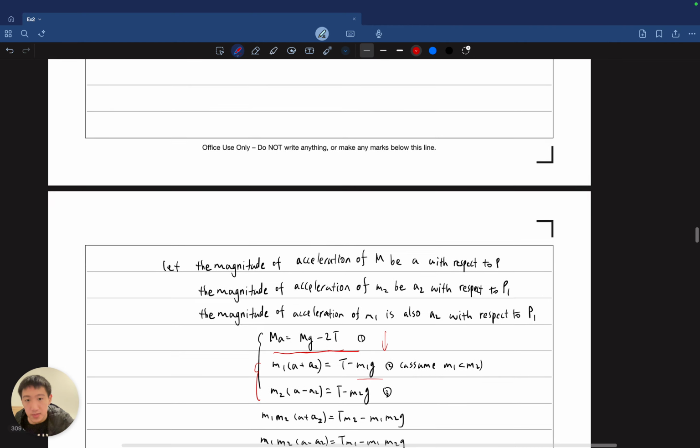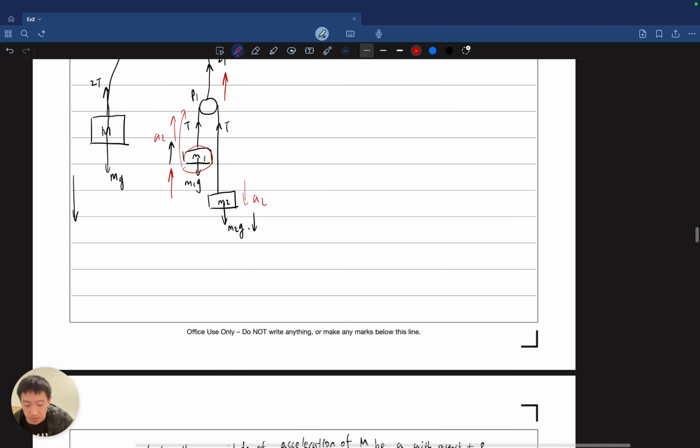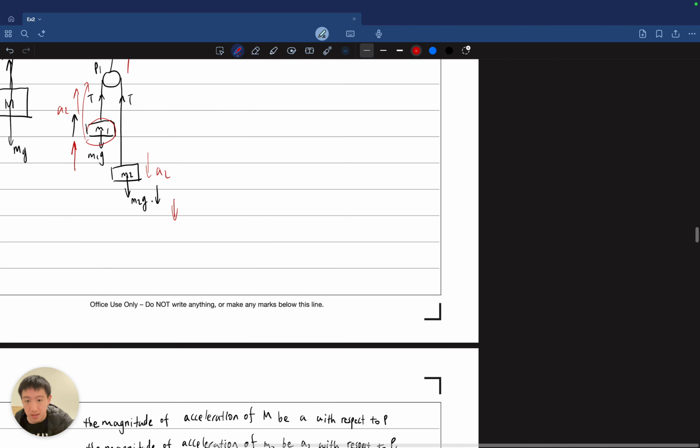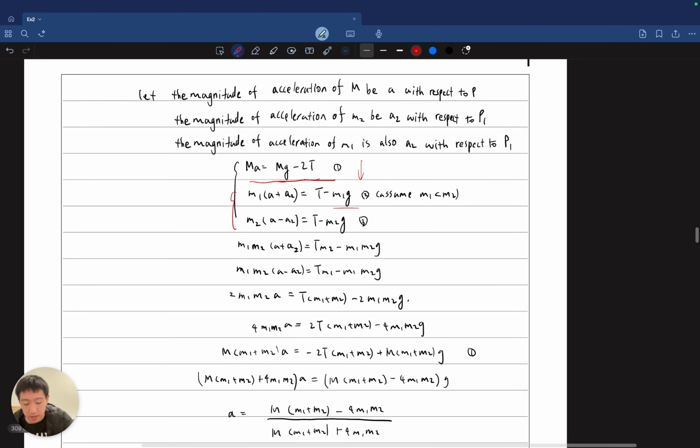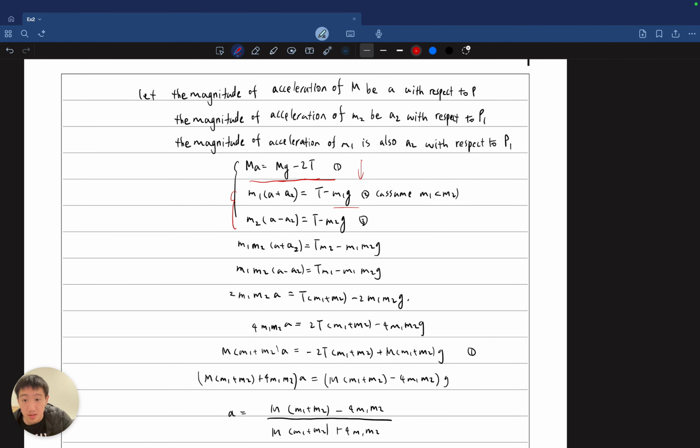And for M2, it's exactly the opposite. The whole thing is moving up, but this is moving down. So you need to use the upwards a minus a2 like this, and however it's still moving up generally, so do this. This is how you set up the equations, and after you set up the equations, it should be easy. We need to get rid of T and get rid of a2. We first get rid of a2 because it's very apparent: this plus a2, this minus a2, we can just multiply by some terms and cancel them out.